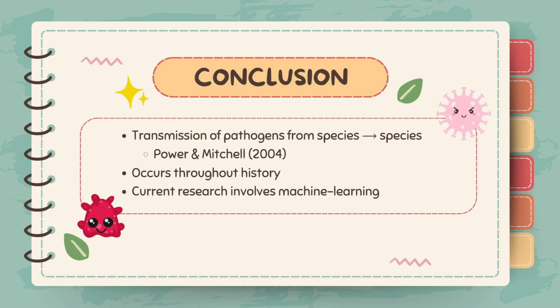In conclusion, pathogen spillover is the transmission of pathogens from one reservoir species to a new host species, as defined by Power and Mitchell. Spillovers have occurred throughout the centuries, with many historical accounts, such as the Plague of Athens and the bubonic plague. And current research involves machine learning AI to predict possible spillover events.